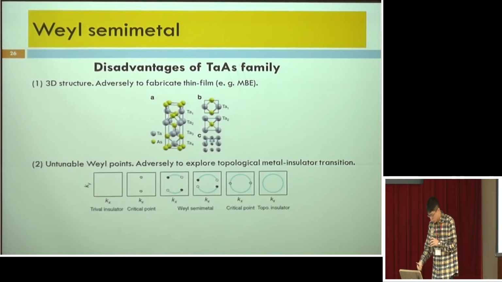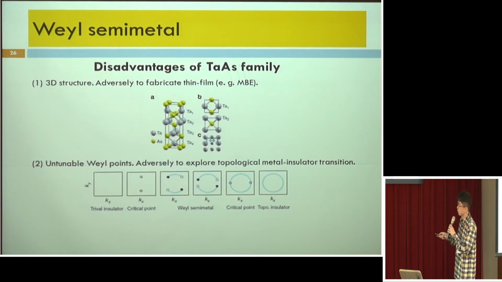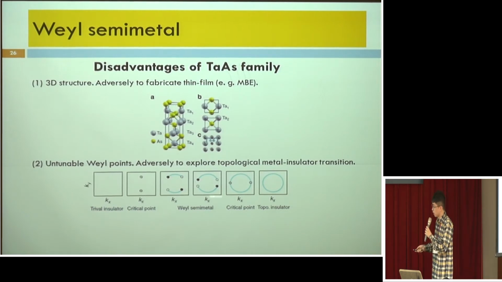Okay, because of this unusual electronic structure, we can expect Weyl semimetals to have not only fundamental physics but maybe possible future applications that differ from normal metals. However, real Weyl semimetal materials are still very rare. We only have the TaAs family, but this family has many limitations. For example, TaAs is a three-dimensional crystal, so it is very hard to make thin films in experiments.